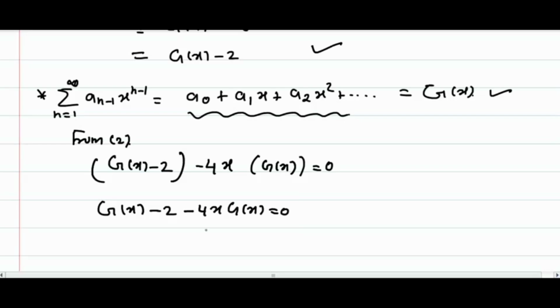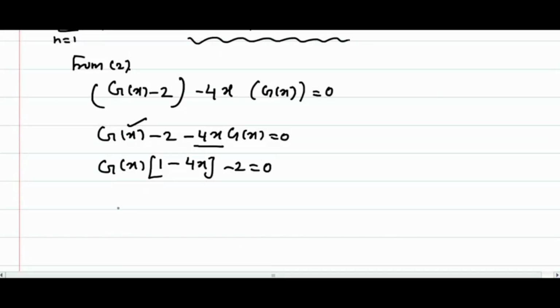Collect the g of x terms separately and bring the remaining term to the right hand side. Why? Because we need the g of x value. So you take g of x outside. Here you get 1 minus 4x, and then minus 2 equal to 0. So we can write g of x equal to 2 by 1 minus 4x. So this is our generating function answer.